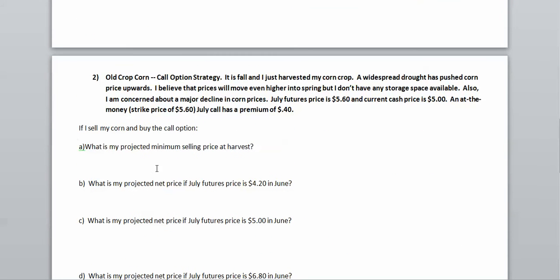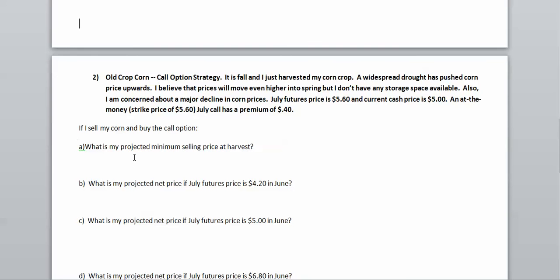Okay, so let's look at number 2 now. Again, we're looking at a call option strategy for a corn producer. Old crop corn call option strategy. It is fall and I have just harvested my corn crop. A widespread drought has pushed corn price upwards. I believe that prices will move even higher into spring, but I don't have any storage space available.